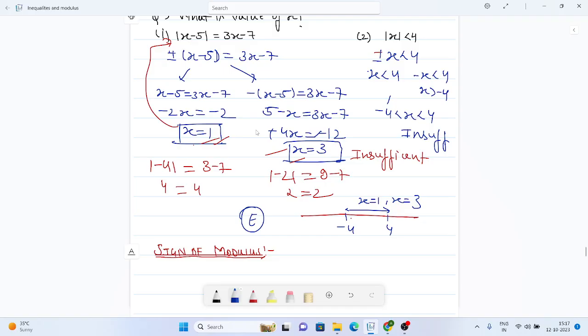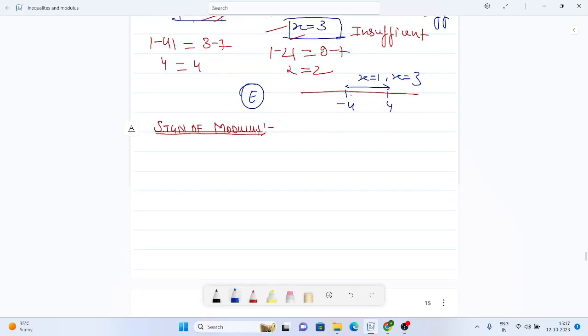Sign of modulus, and see the general way to solve one question and the critical point method. Done? Okay. So what is the sign of modulus? How do we put the sign of modulus? So if mod x is given, it is equal to either x or minus x, but when it will be x, the condition is that x is greater than or equal to 0. Or if I write mod x as minus x, the condition is that x is less than 0.